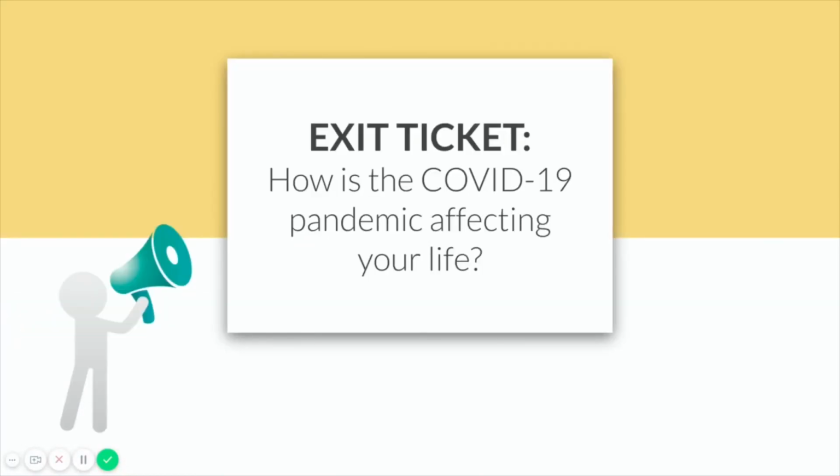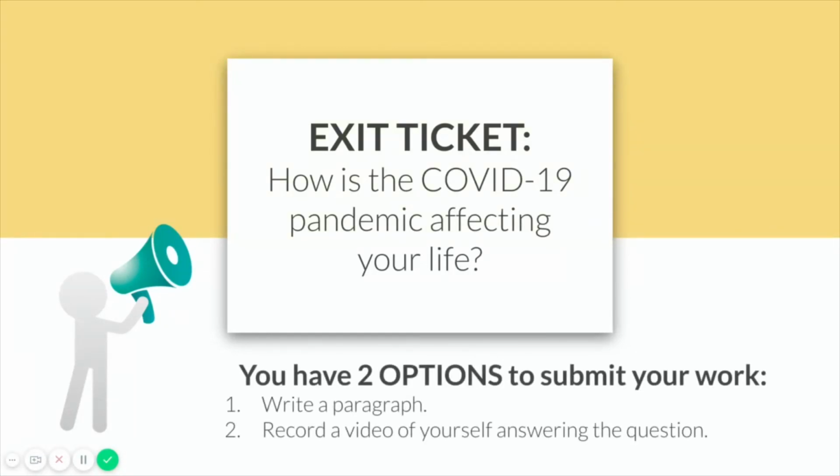All right, now here is your exit ticket. How is the COVID-19 pandemic affecting your life? I want to know. So, you have two options to submit your work. One is for you to write a paragraph answering the question. You can answer your question by writing a paragraph in the comments section under this post on our Google Classroom page. Option two, record a video of yourself answering the question.